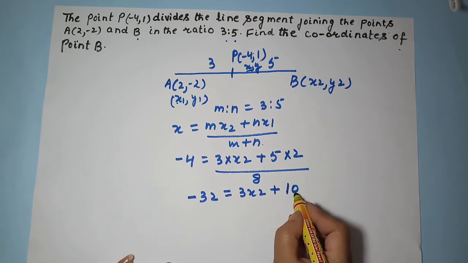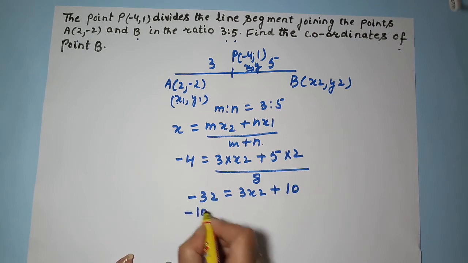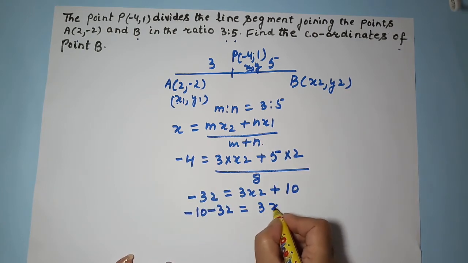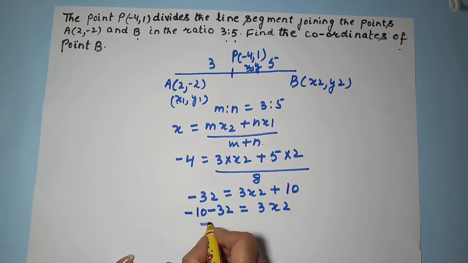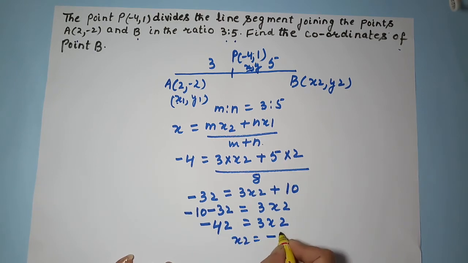Okay. Now if I shift this to this side, this will become minus 10 minus 32 equal to 3x2. So minus 42 equal to 3x2. So x2 is equal to minus 42 divided by 3. So 3 ones are, 3 fours are. So my x2 is minus 14. I got the value of this point as minus 14.